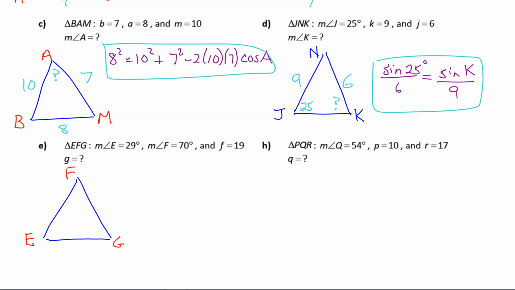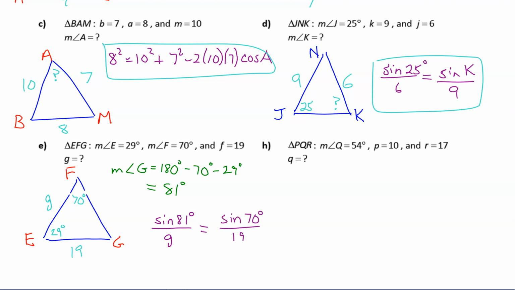Let's fill in the measures of the angles as well as the sides, and you'll notice that despite the fact that we have 2 sides and 2 angles, we don't have pairs of opposite angles and opposite sides. But since we have 2 angles, we can find the third angle by subtracting the other 2 from 180 to get 81 degrees. So sine of that angle, 81 degrees, over its opposite side G equals sine of 70 degrees over its opposite side 19.